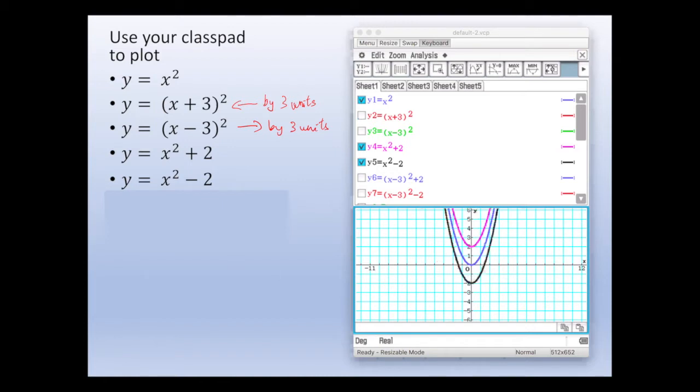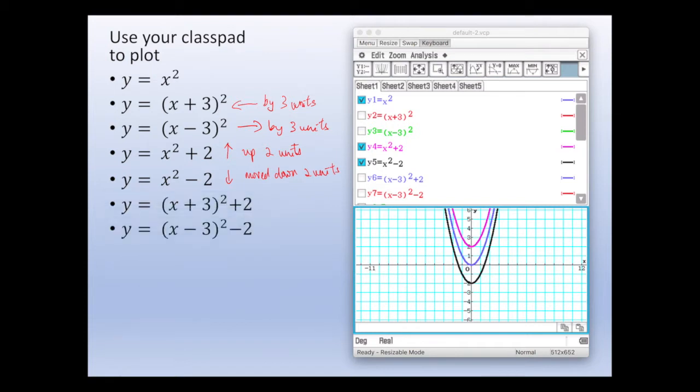This is what I get. You can see that when it is plus 2, I have moved the basic parabola up by 2 units. And minus 2 means it moved down by 2 units. Alright, so now I'm combining everything together.